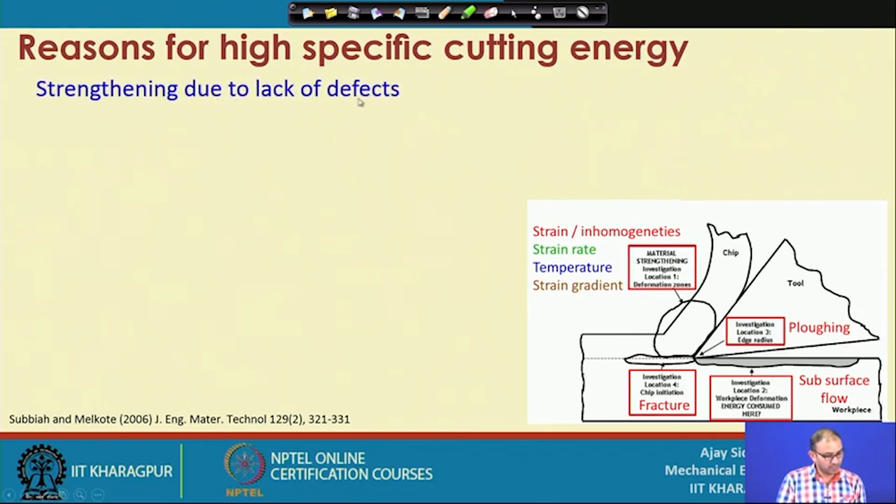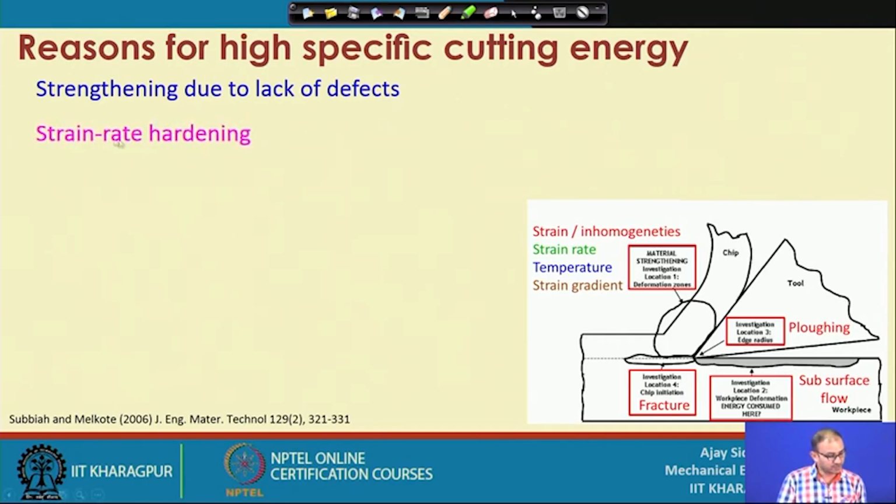Strengthening due to the lack of defects. We have seen in the previous slide that we are not able to find enough defects at the small scale or small volume of the material, and because of that the material becomes an ideal material, and you are not able to penetrate the tool very easily.